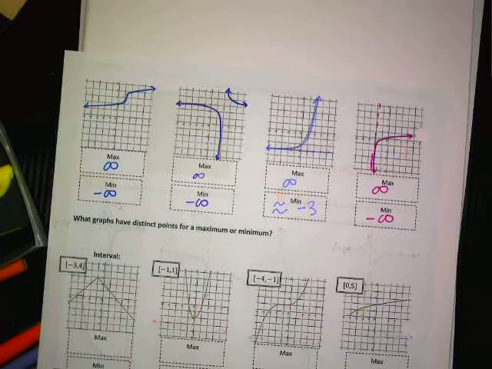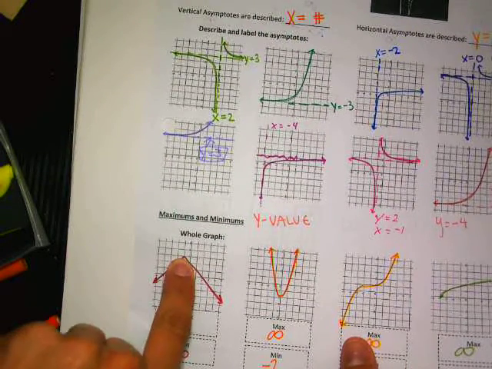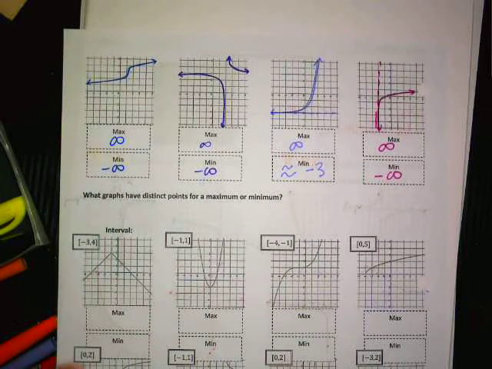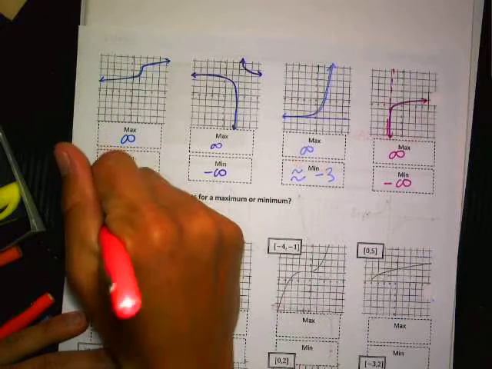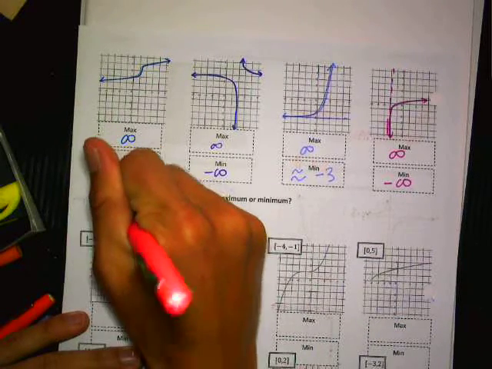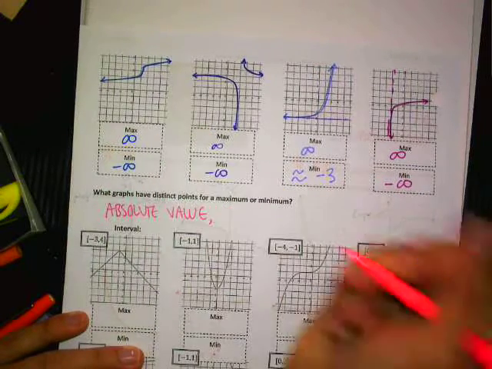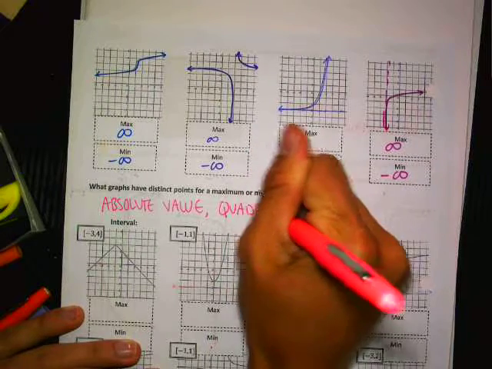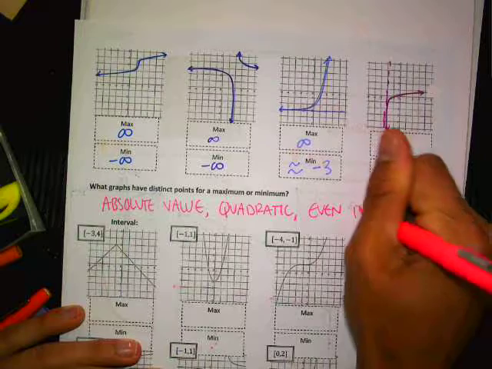Absolute value is one of them. Very good, because the absolute value has a distinct max or min at that corner point right there. You call it a vertex? Yeah. It has a vertex. Is that always true? Yep. Absolute value. What's the other one? Quadratic. And what's the other one? Even radical.